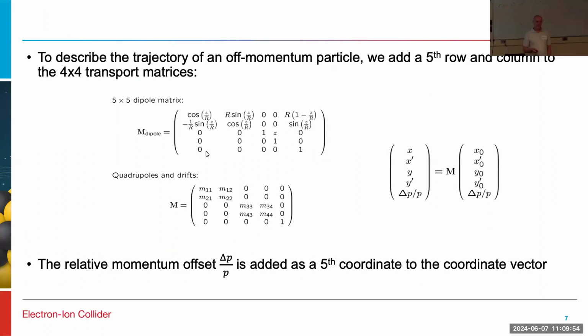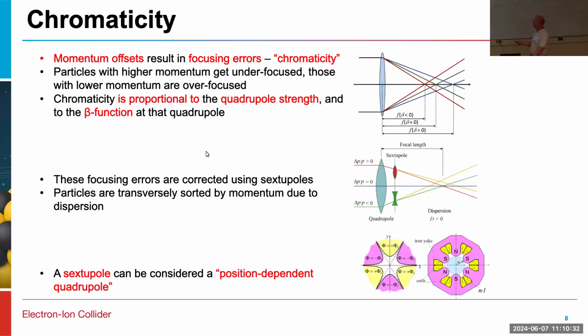Okay, so to add the longitudinal motion to any of these transport matrices that I showed you in the beginning, we just add the fifth row and the fifth column to the 4x4 matrix. So that's here. These are the same things that you saw before. And for quadrupoles and drifts, there's just this. I just put a 1 down here. So this 4x4 matrix is the regular matrix that you saw before for a quadrupole. So that's all that needs to be done to describe that.